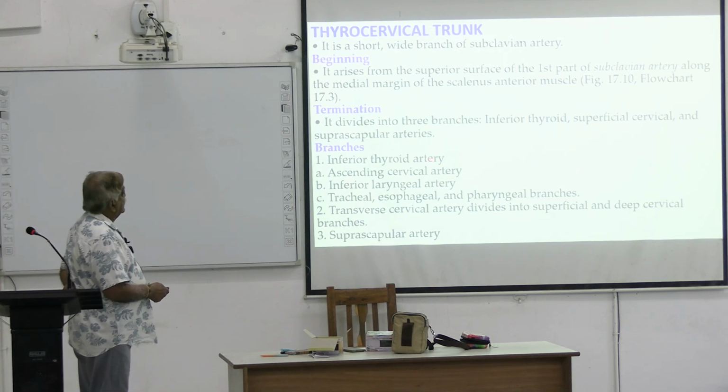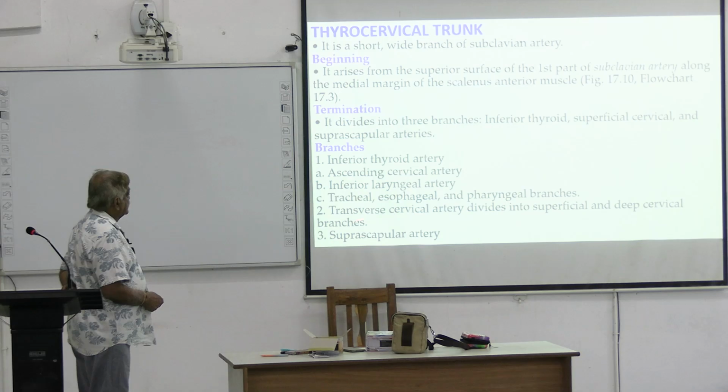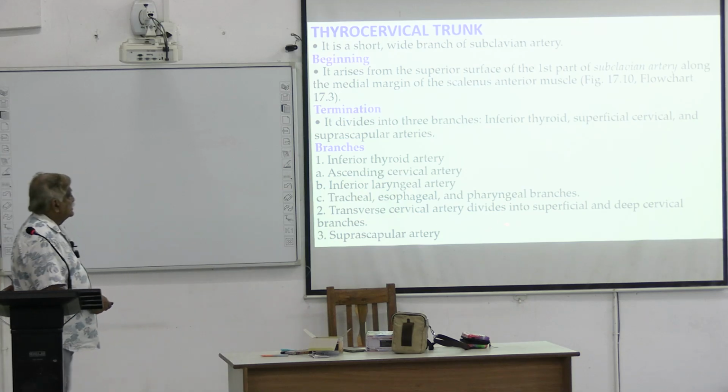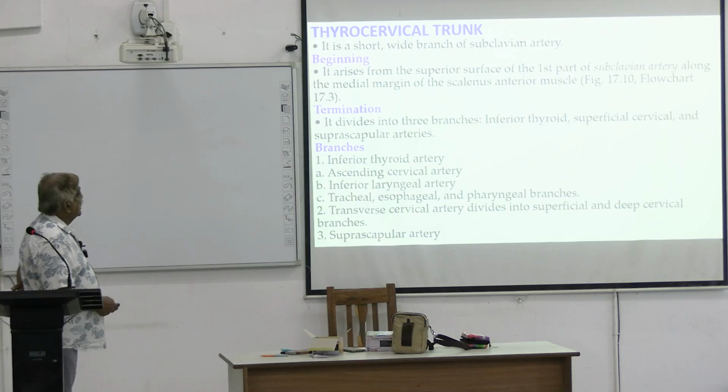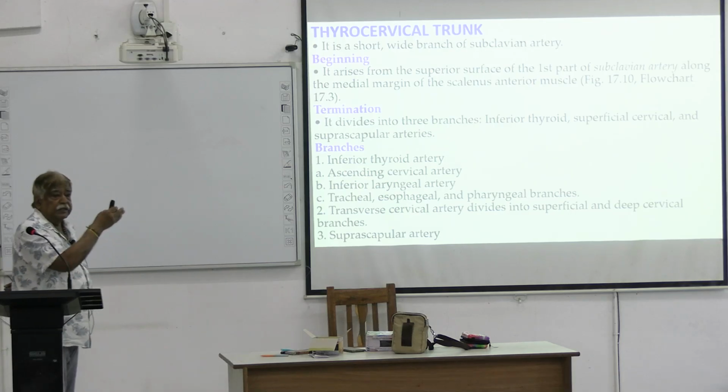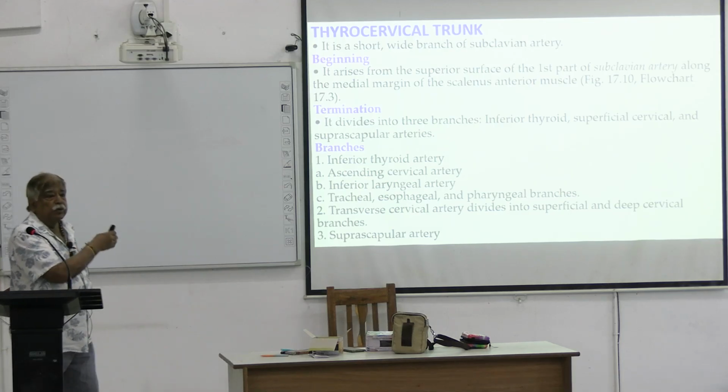Branches: inferior thyroid, ascending cervical, inferior laryngeal, tracheal, esophageal, and pharyngeal branches. The transverse cervical artery divides into superficial and deep cervical branches, and the suprascapular artery. Previously, all the diagrams have been shown to you.